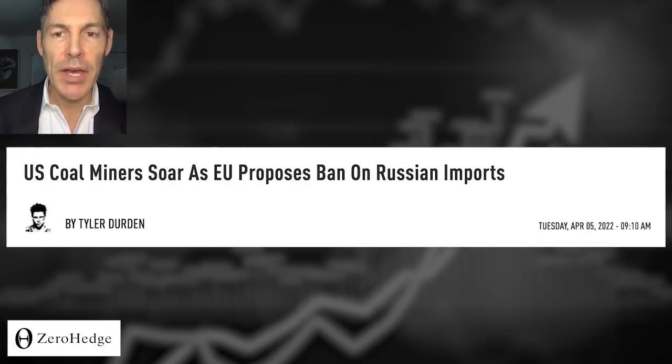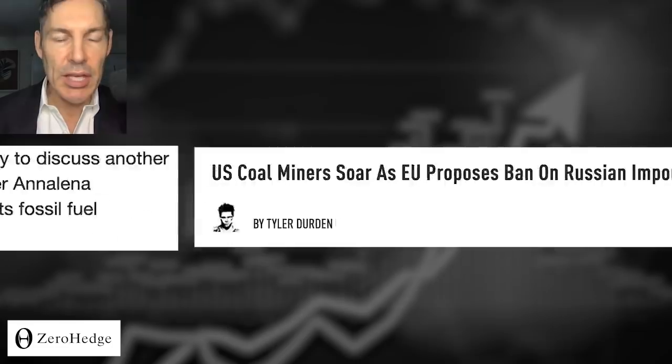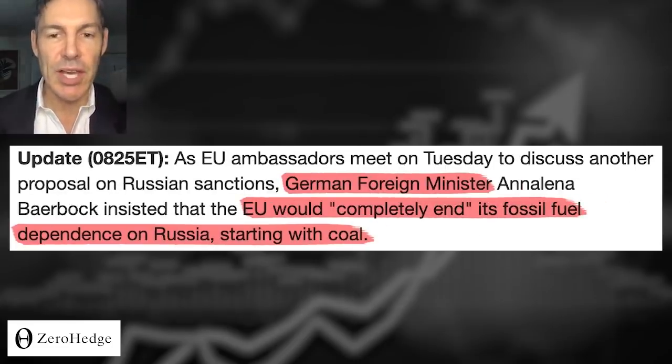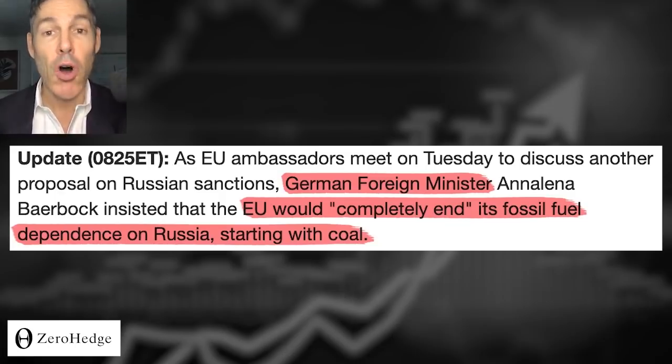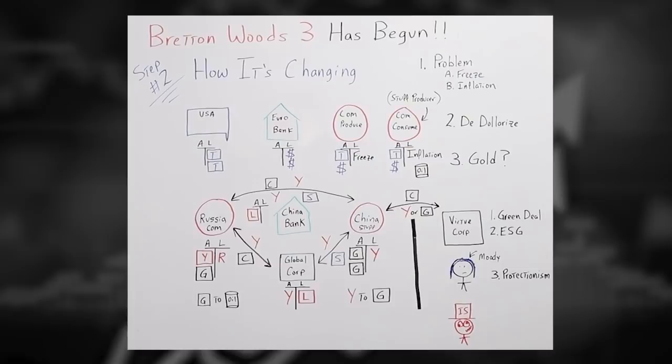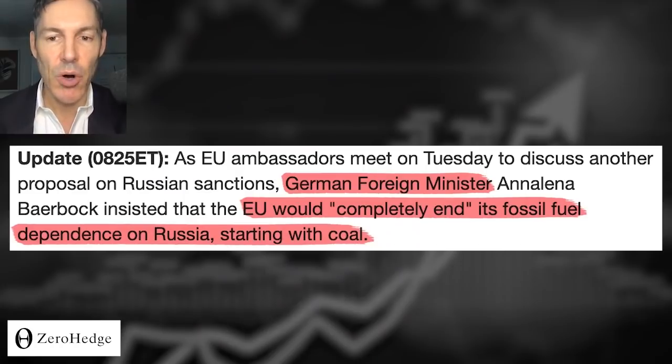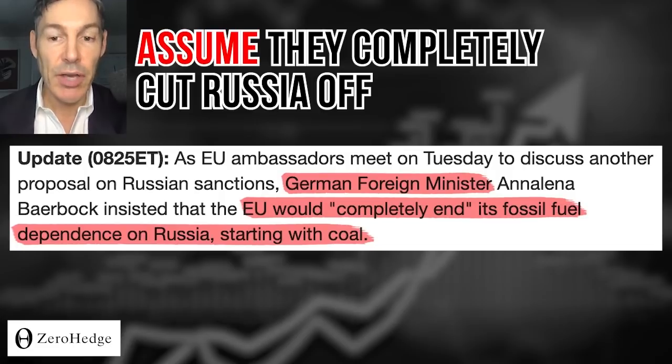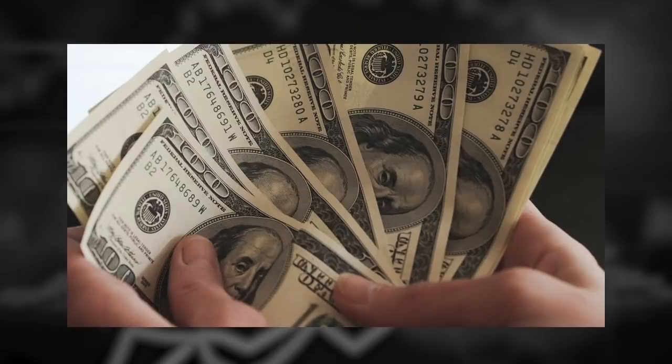Let's go to coal and this recent article from Zero Hedge talking about how the EU minister wants to sanction coal specifically. They're not talking about oil and natural gas yet, although, going back to step number 2, because of the virtue signaling from the corporations, effectively, they might as well have sanctions on the oil and natural gas. But just specifically looking at this through the lens of coal, let's just assume that they completely cut Russia off. You say, okay, well, that would really hurt Russia because they're not going to get that revenue. They're not going to get those dollars or those euros.